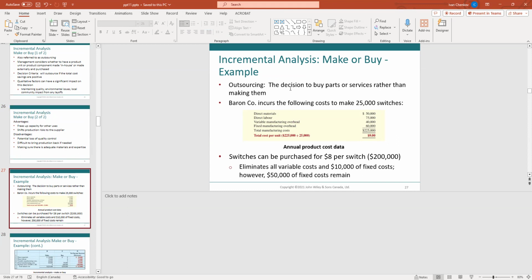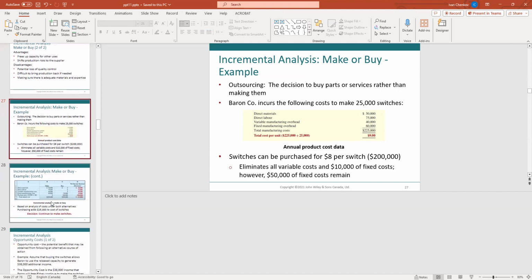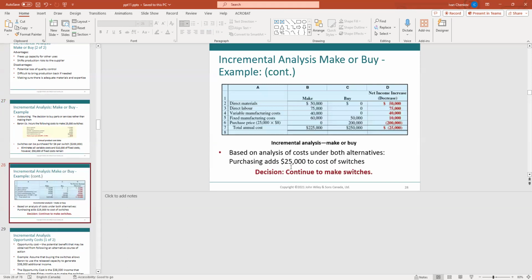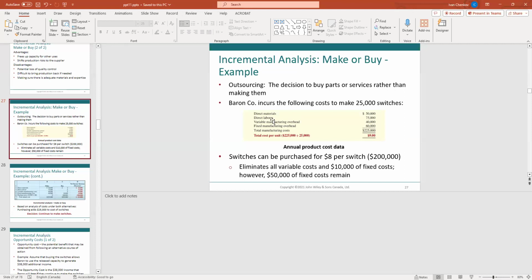So, again, let's go back to our make versus buy decision criteria. As long as the saving is more than the cost of purchasing, we're outsourcing it. In our case here, the relevant information was the direct material, direct labor, and variable manufacturing overhead cost. We have additional information here that says that if we decide to purchase, we can eliminate all of the variable costs, so those 40,000 are going to disappear, and only 10,000 of the fixed cost. So those 60,000 are not going to be 60 anymore, it's going to be only 50. Means the 50,000 will remain.